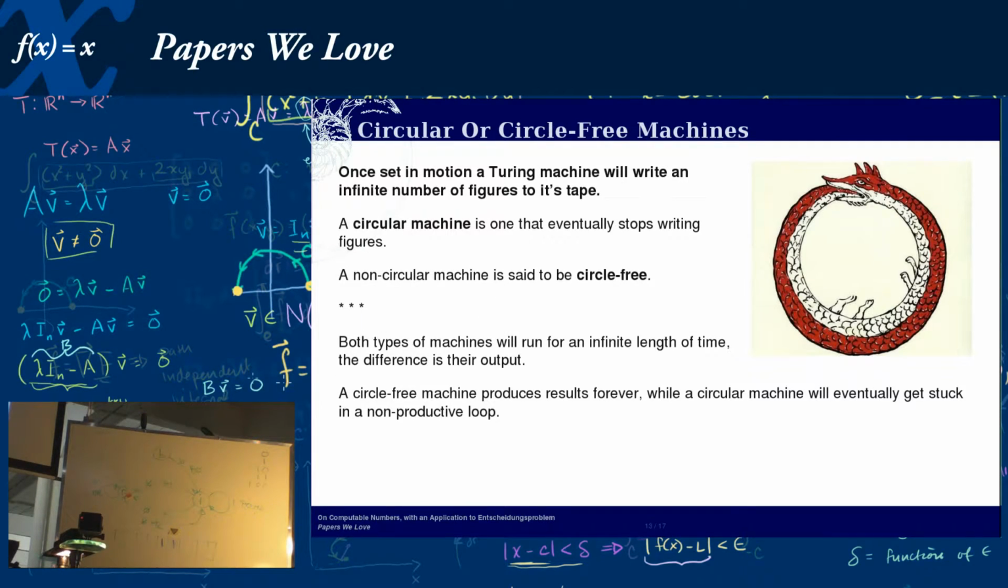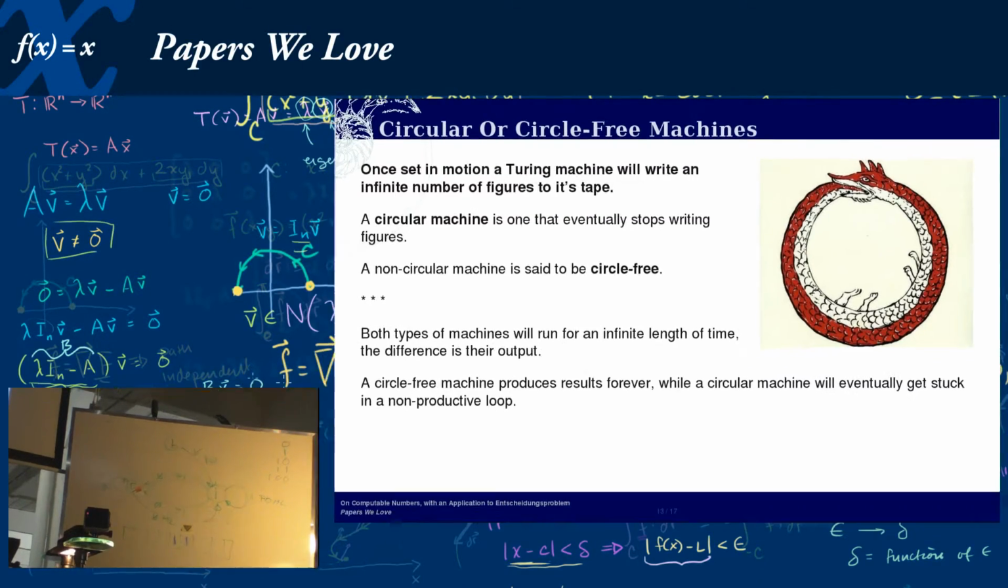Turing now sets up 2 different kinds of machines. He talks about machines that are circular or machines that are circle-free. A circular machine is going to be a machine that gets stuck in an infinite loop. So for Turing, his machines are going to be considered functioning if they infinitely produce numbers, if they continually write 0s or 1s on the tape to the right, calculating a number to an infinite precision. So that first example of the 0-1 machine, we're letting it write, it's printing out 0s and 1s forever. It is in effect stuck in an infinite loop, but it's doing productive work.